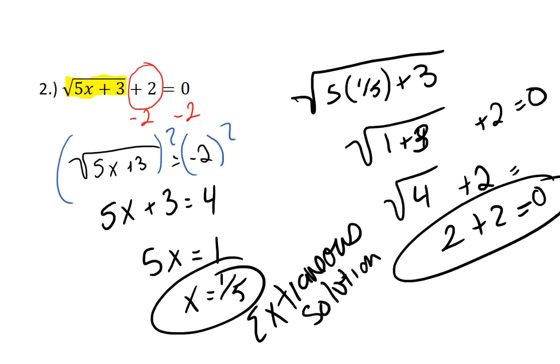The reason why this doesn't work is if we go back to this step right here. Let's look at it without the exponent of 2, and you get the square root of 5x plus 3 equals negative 2. But can you have a square root of a number equal a negative? No, so that's why that solution won't work.